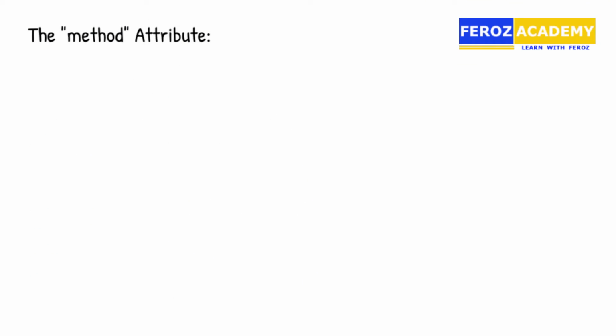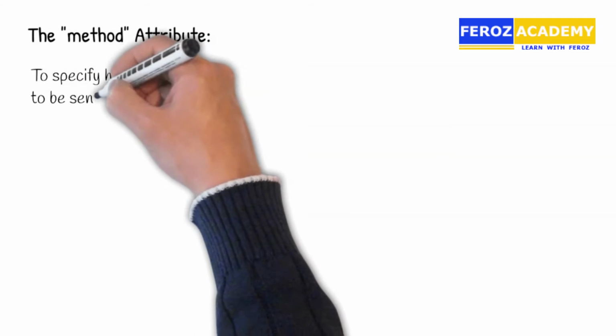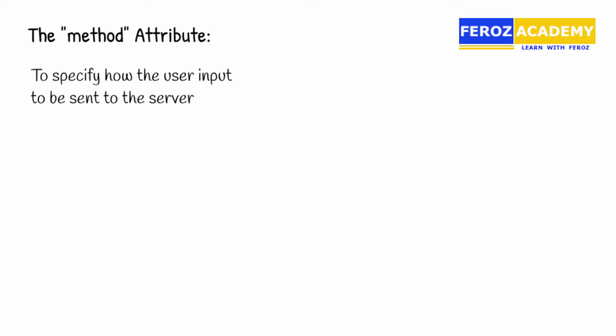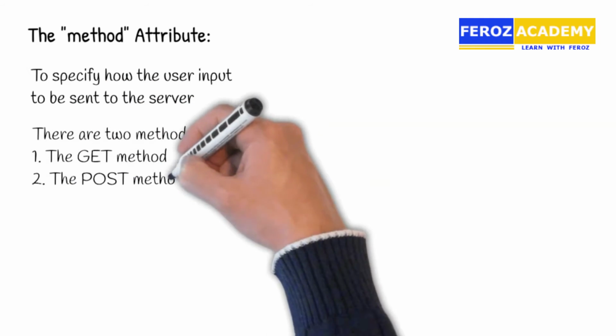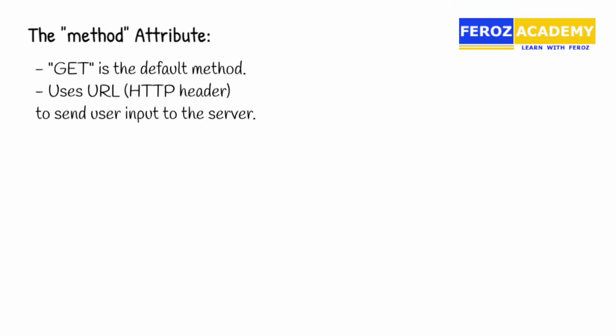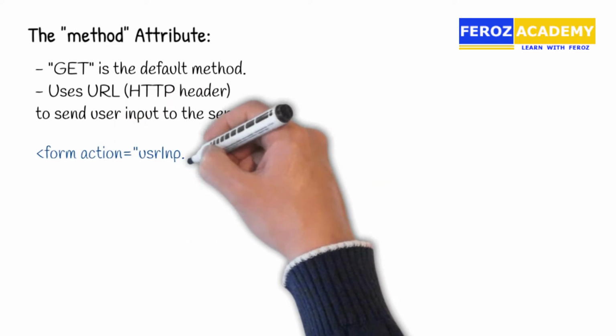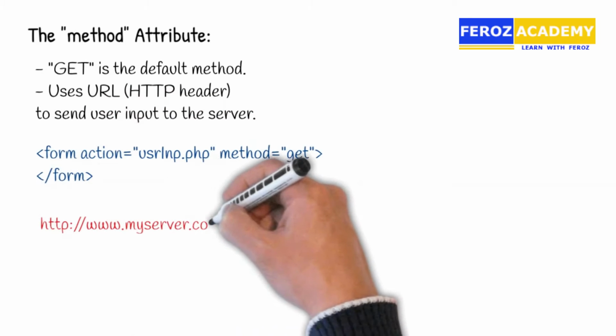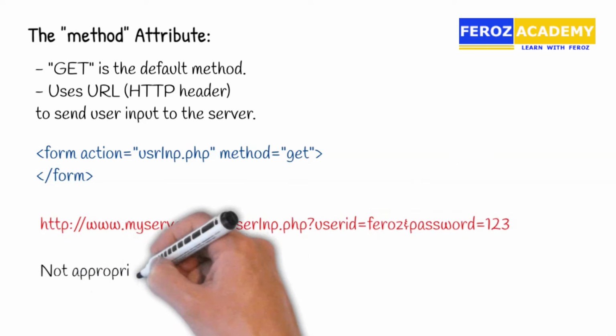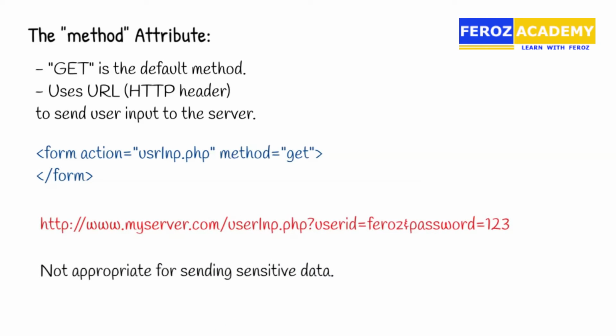The method attribute is used to specify one of the two methods to send user input collected on an HTML form to the server. The get method is the default method, which uses URL variables or the HTTP header to send user input to the server. For example, if you are using the get method to send login information, the user ID and the password will be sent using the URL like this, which is easily visible and not secure for sensitive data. Besides, the method is not suitable for sending data of more than 2 kilobytes.